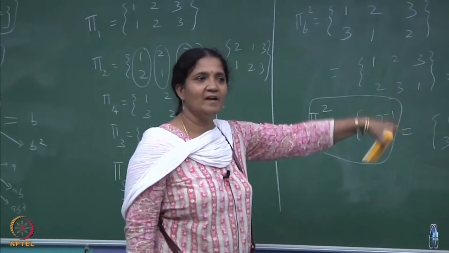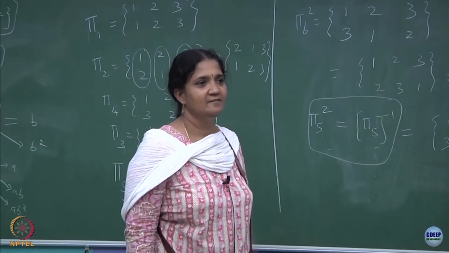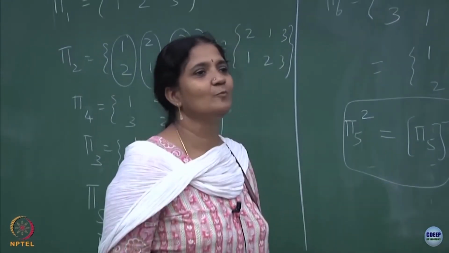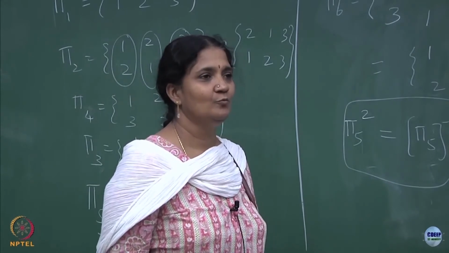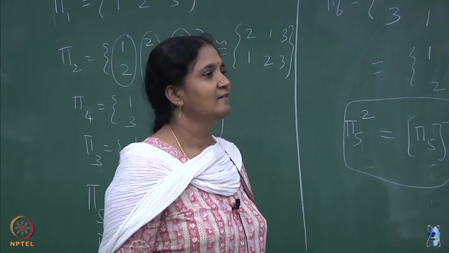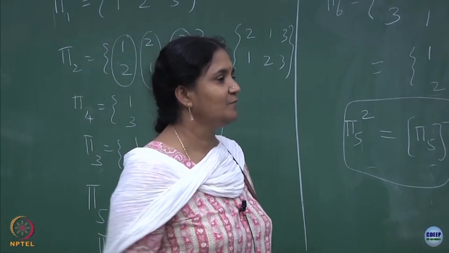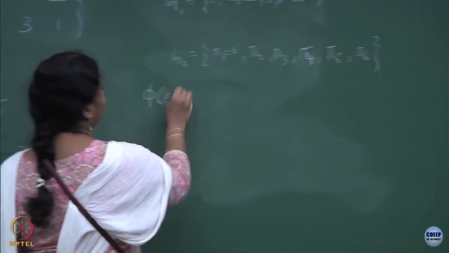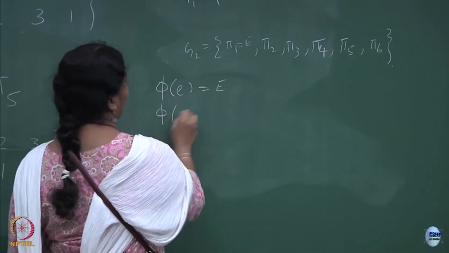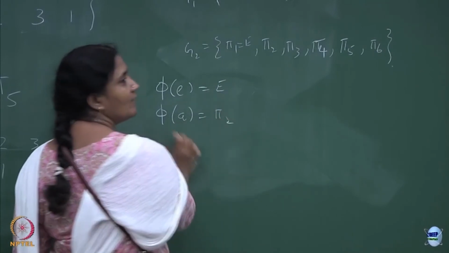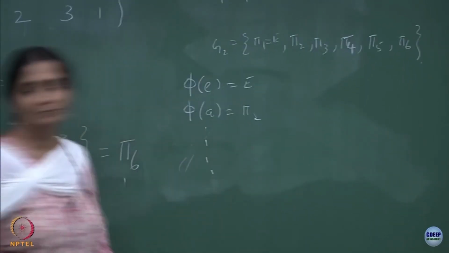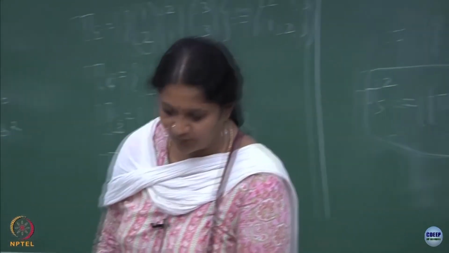Okay, so I will leave it to you to find which one is A, which one is B, which one is AB, which one is AB squared. Please check it out. Then you have an isomorphism between two different looking definitions. So, I am just clarifying how to see isomorphism. So, the phi map will be such that phi of E is E, phi of probably A is pi 2 and so on. So, figure this out. Okay. So, that is isomorphism.